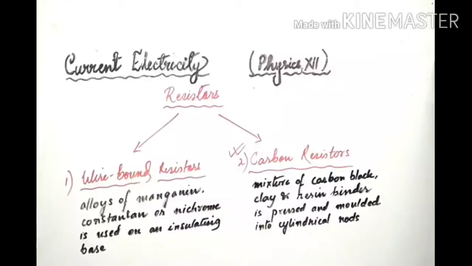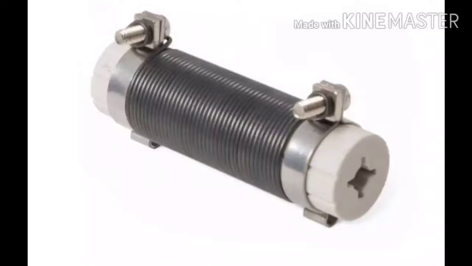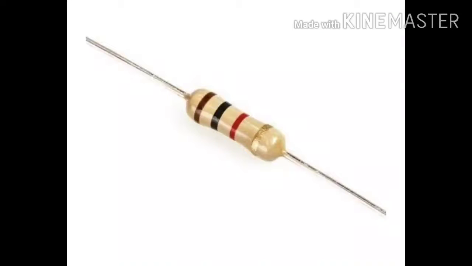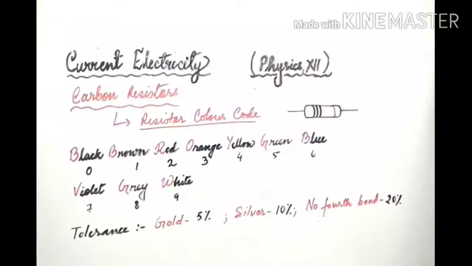Now for us, carbon resistors are of much importance for our exams. This one is not required; this one is required. How to calculate the resistance of carbon resistors? Here in the picture you can see a wire-bound resistor, and here you can see a carbon resistor and the different color bands in the carbon resistor. Let us see now how to calculate the resistance of a carbon resistor.